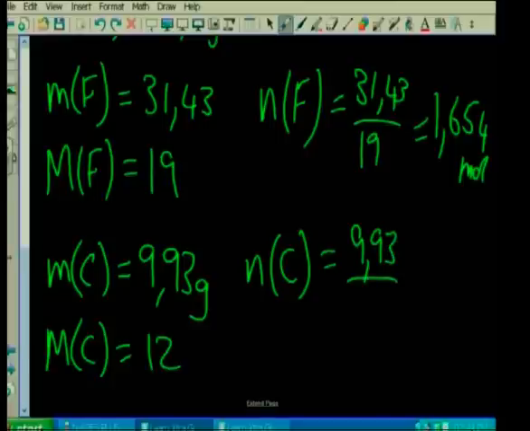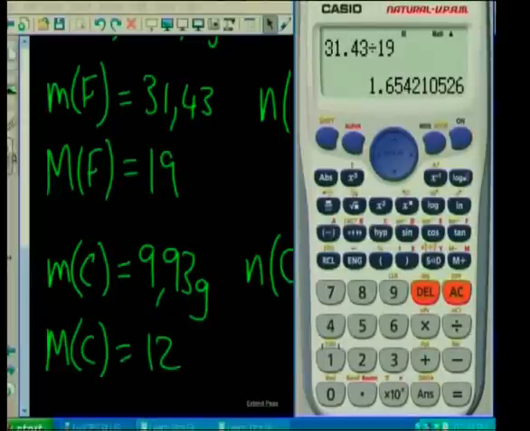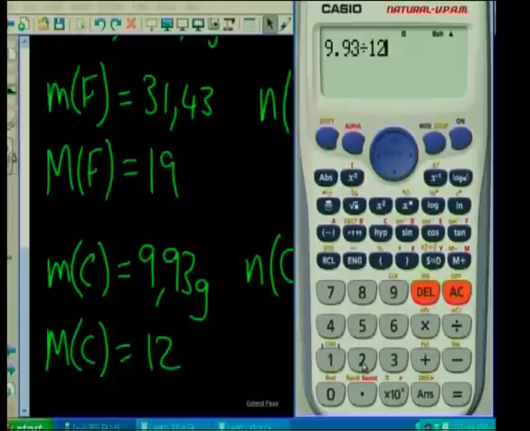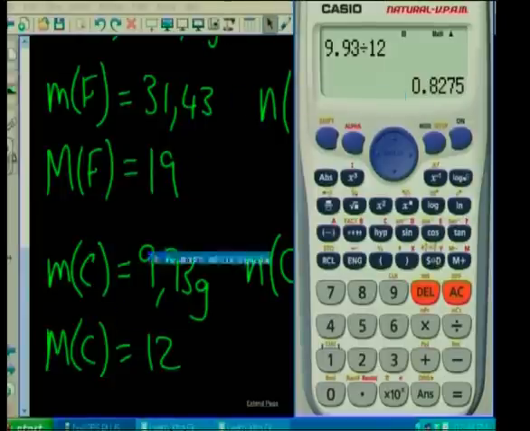9,93 divided by 12. So here we go with the calculator. We're going to say 9,93 divided by 12 gives us an answer of 0,8275.